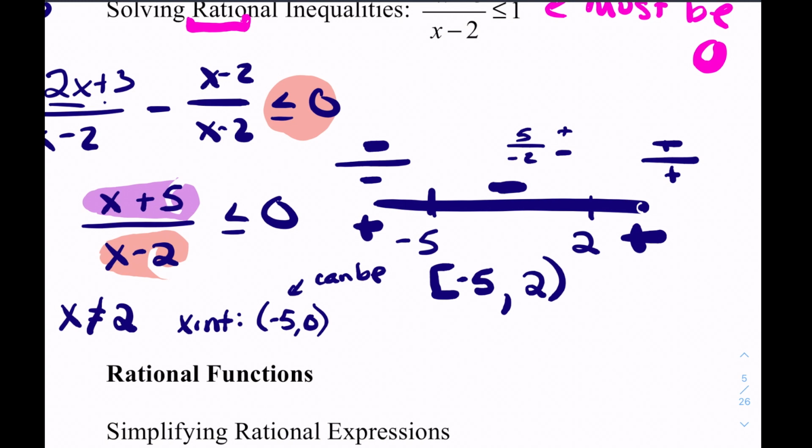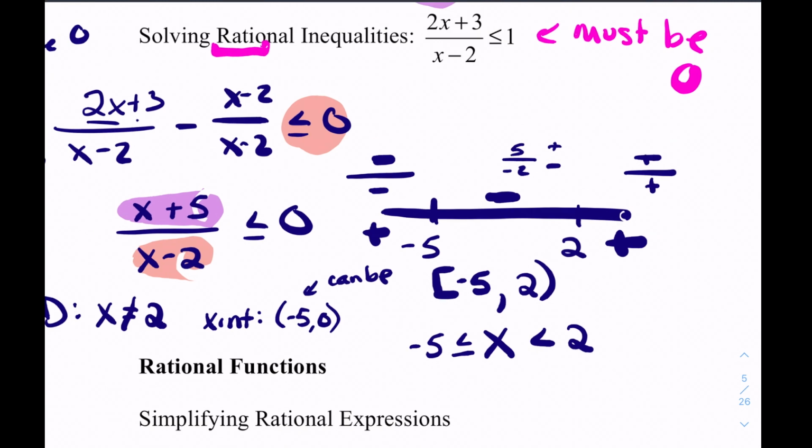This is a far easier way of denoting the interval, but if you wanted to use inequalities in a much less precise way, you'd say x is greater than or equal to negative 5 and less than 2. Either of these options work just as well.